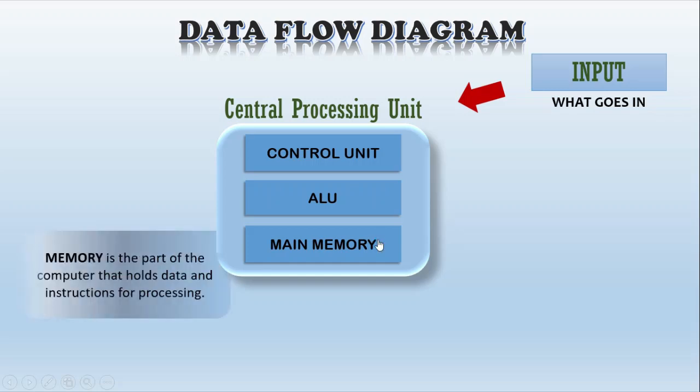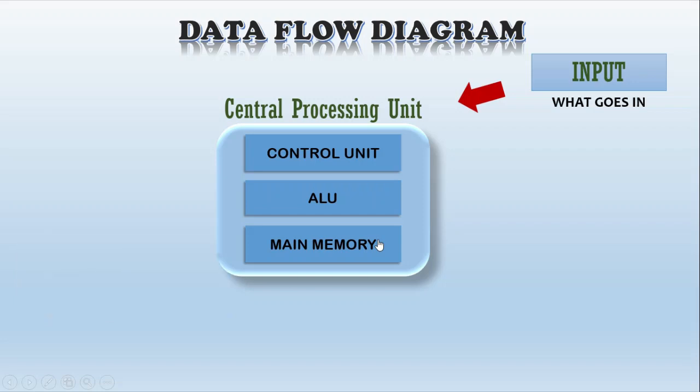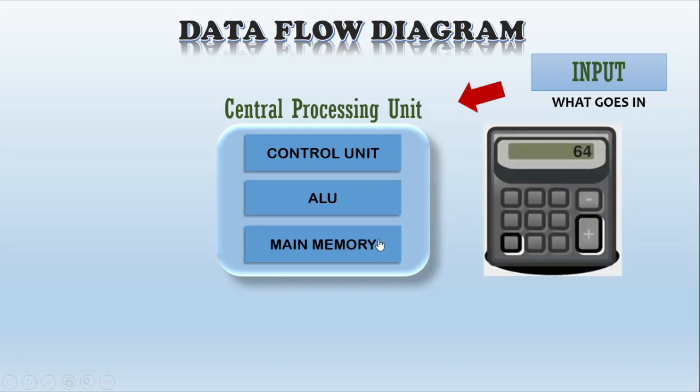Last one, we have the main memory. Memory stores program instructions or data only as long as the program they pertain to is in operation. How do data and instructions get from the input device into memory? The control unit sends them. You can think of it like a calculator. The numbers typed into the calculator are being stored while it processes the calculations.